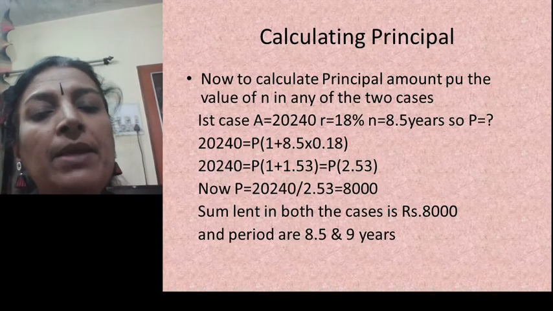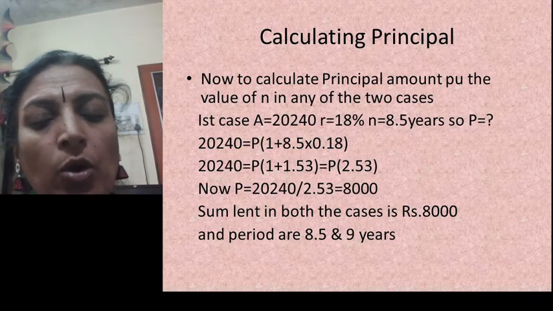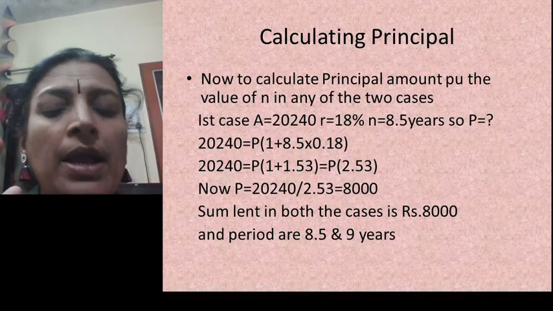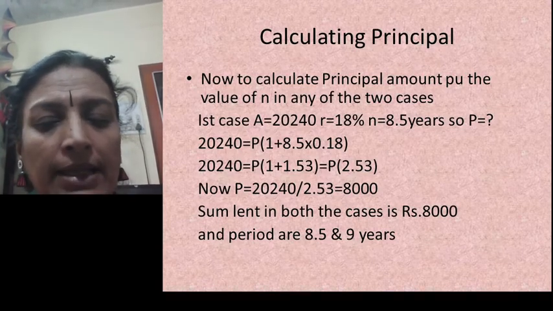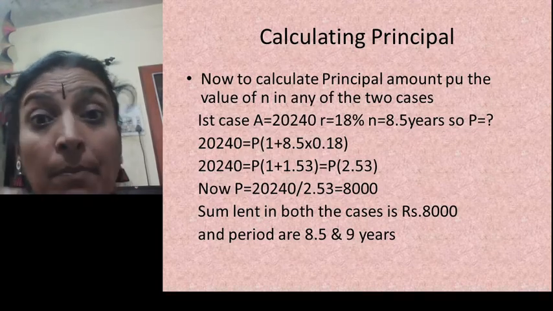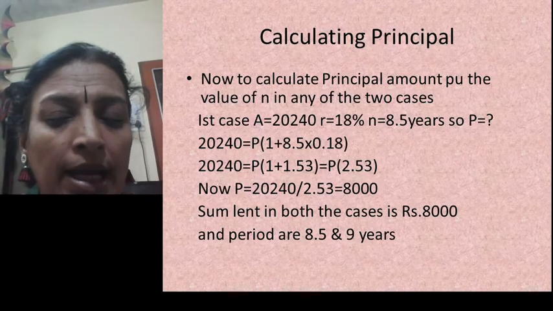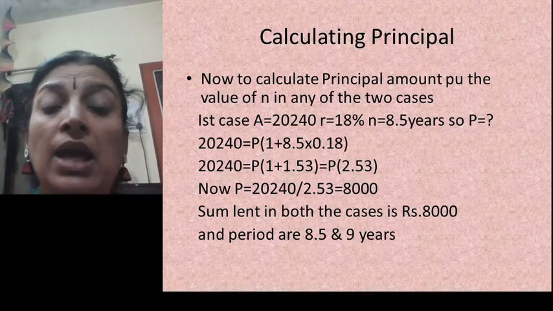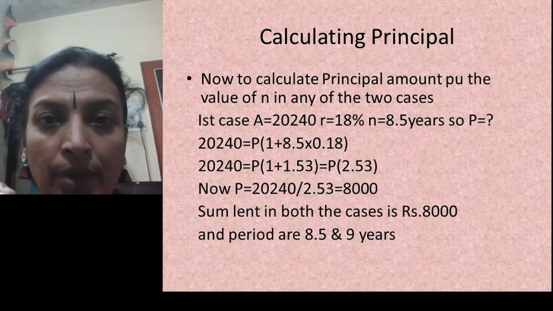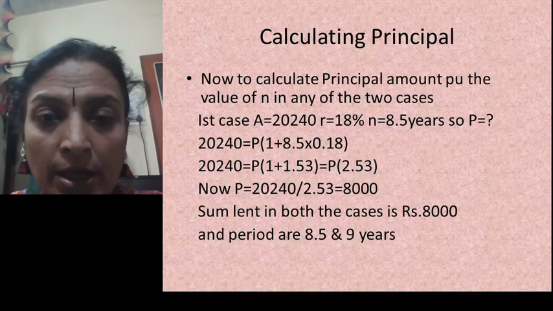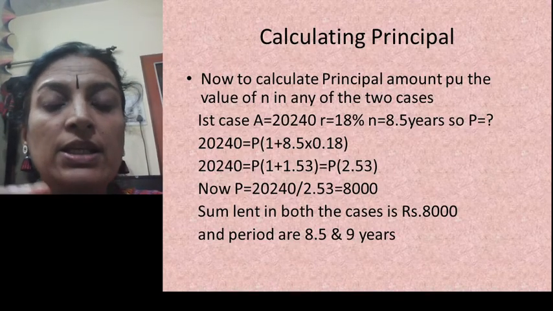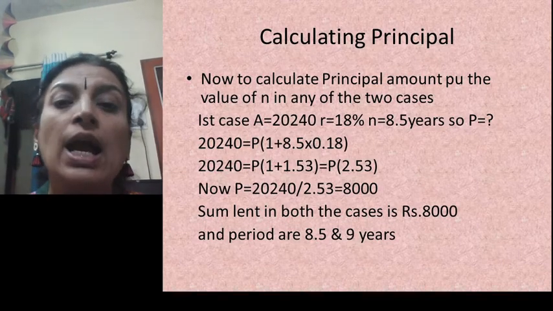Now keep the P on one side and take 2.53 to the other side. So it becomes 20,240 divided by 2.53, and the answer is 8,000. What is this? Principal amount. This is the amount lent out. In both the cases, P is the same. Therefore, it is 8,000. So the calculated principal is rupees 8,000, and the time period is also calculated: for the first case it is 8.5 years, and for the second case it is 9 years.